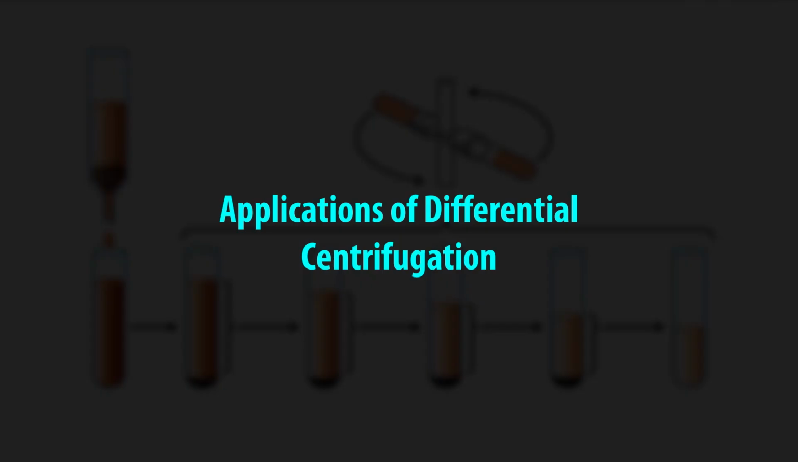Over-homogenization can fragment organelles, while under-homogenization leaves cells intact, reducing yield. Students must optimize conditions through trial and error, guided by marker assays. Additionally, tissue-specific differences, for example, fibrous muscles versus soft liver, affect homogenization efficiency. Now, the applications of differential centrifugation.